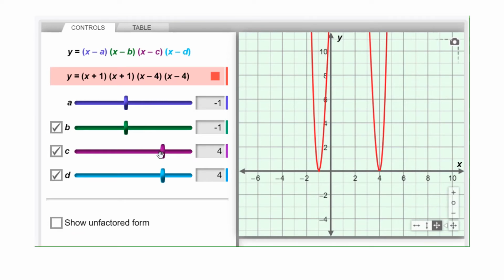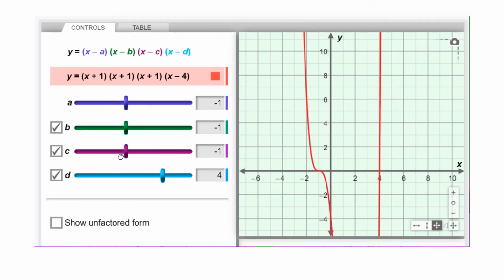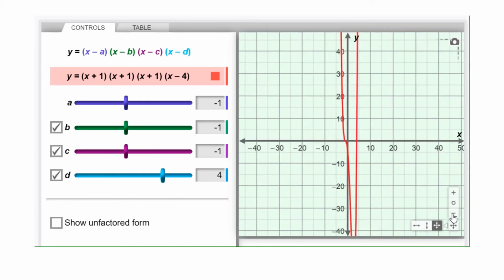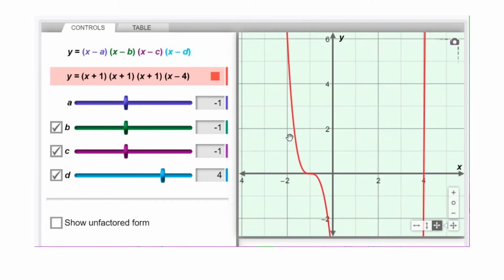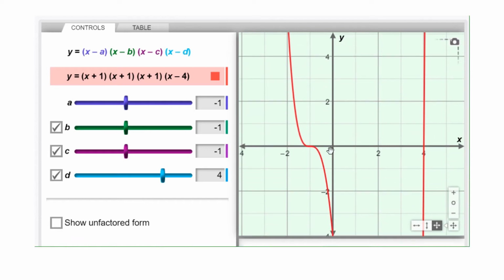Let's make 3 of them the same. So we make 3 of them the same. It's still a quartic, it's still a degree 4, but we have a bend here, or we have a saddle root here when x is -1, and we have a linear or a straight through when x is 4.